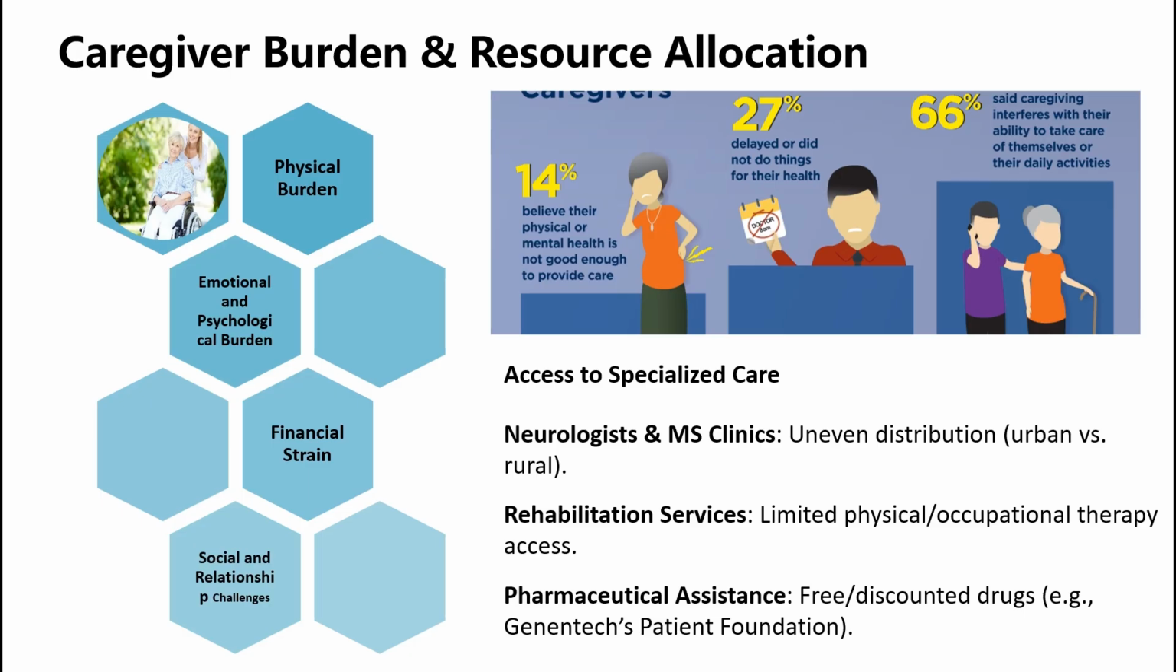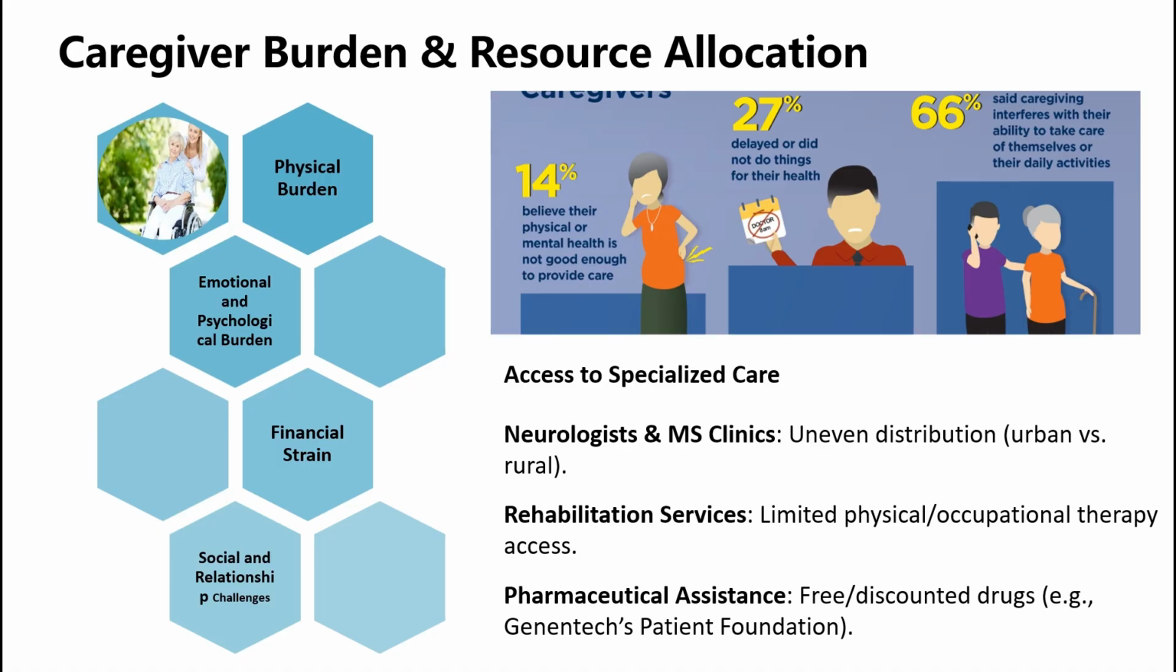Then a little bit of a look into the caregiver burden and resource allocation. Firstly, the caregivers might suffer from physical burden, such as developing risk of musculoskeletal injuries from lifting or assisting the patient. There's also emotional and psychological burden, as the caregiver might feel burned out emotionally or physically, and there is also the financial strain that may be faced by the caregiver, such as debt, reduced quality of life.